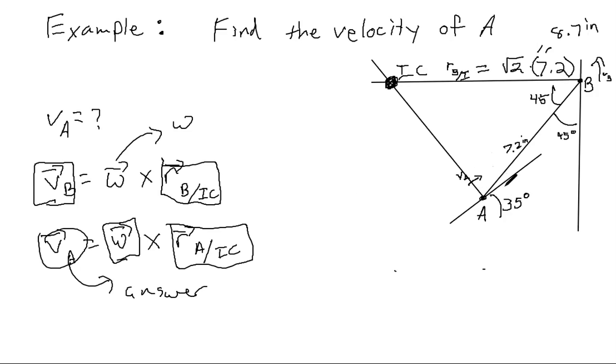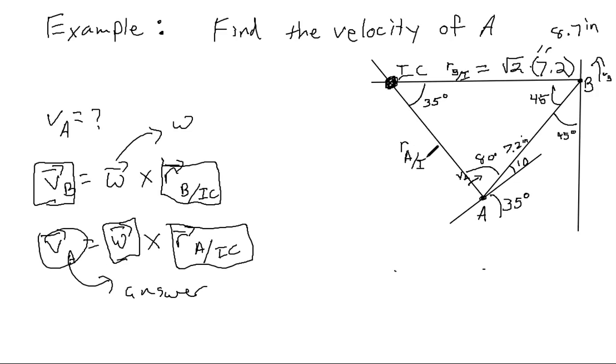Now, to figure out this length, let's think about this for a second. I know that this is at 35 degrees, but the rod is at 45 degrees, which means this is 10 degrees, which means that this is 80 degrees, or equivalently, I could say that this must be 35 degrees.